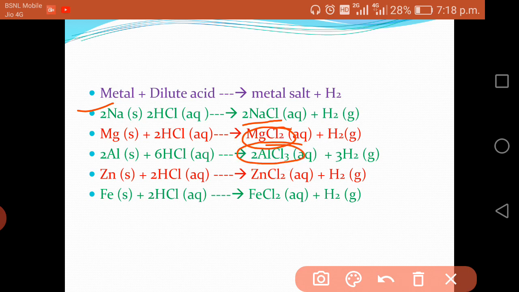Now let's see the reaction of zinc metal with the dilute hydrochloric acid. So zinc reacts with dilute hydrochloric acid to give zinc chloride and hydrogen gas. This reaction shows that the zinc is less reactive than aluminum.